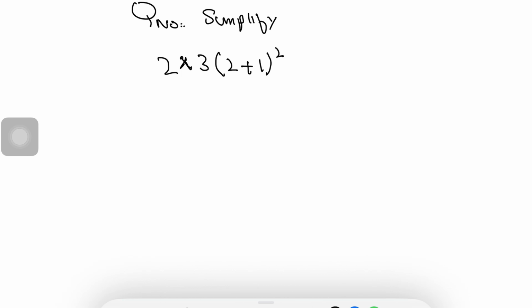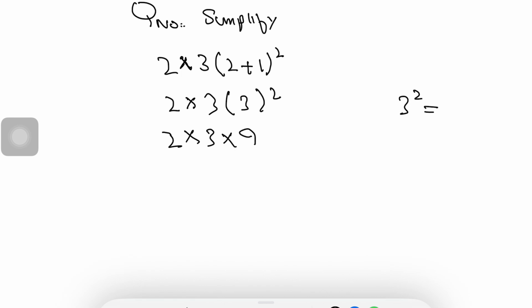Today we are discussing an example based on the order of operations: 2 multiply 3, parenthesis 2 plus 1, whole square. Here, first we simplify the parenthesis according to the order of operations. 2 plus 1 is 3, and the power 2. So until the parenthesis is present, 2 multiply 3 stays the same, and 3 power 2 is 9. So here we write the 9.